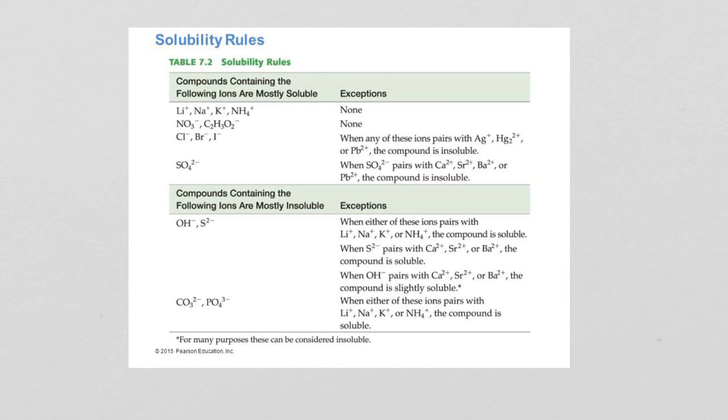In order to determine solubility, we're going to need to take a look at a solubility table. Here we have a solubility table that shows two different things. It shows ions that are usually soluble in compounds, and then it shows ions that are usually not soluble in compounds. Now, I said usually because there are some exceptions, and we'll do a few examples so you can see how we would use this table.